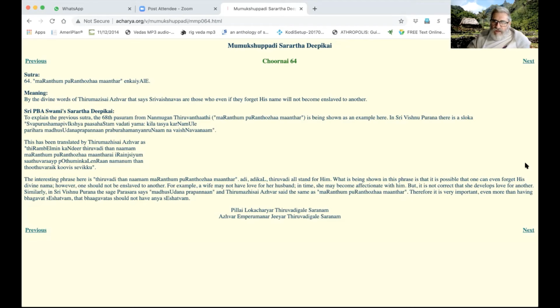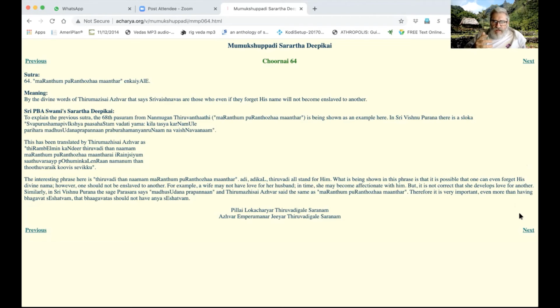What is being shown in this phrase is that one can even forget his divine name, or his divine form, or his divinity. We can forget about him completely, his service. However, one should not be enslaved to another.